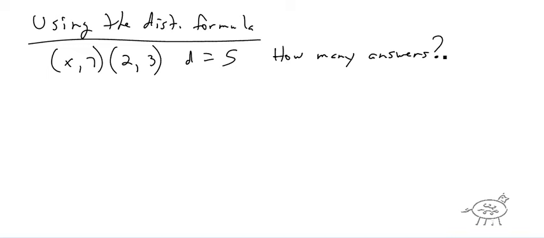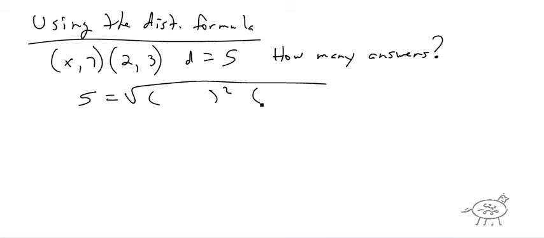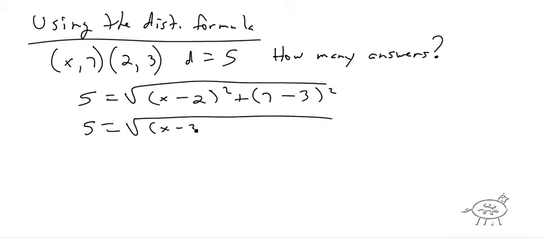Okay, so let's plug it in here. 5 equals the square root of, and let's again put it's subtract, subtract. So we're going to make the first one x, and the second one 2, just to make it a little bit easier. It's x minus 2 squared and 7 minus 3 squared. So 5 equals the square root of x minus 2 squared plus 7 minus 3, which is 4, squared is 16. How do you solve for x?